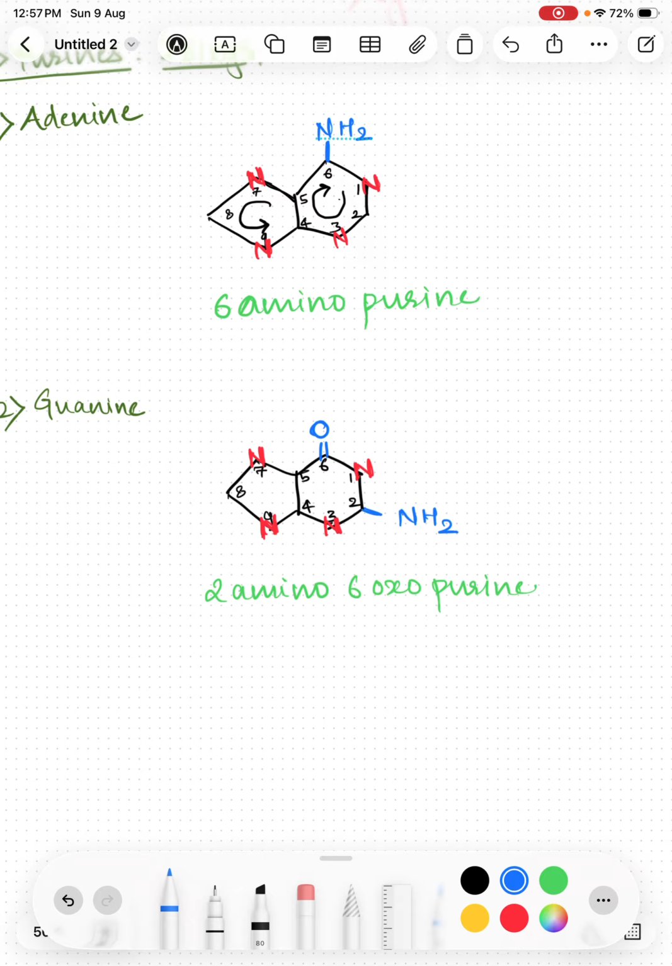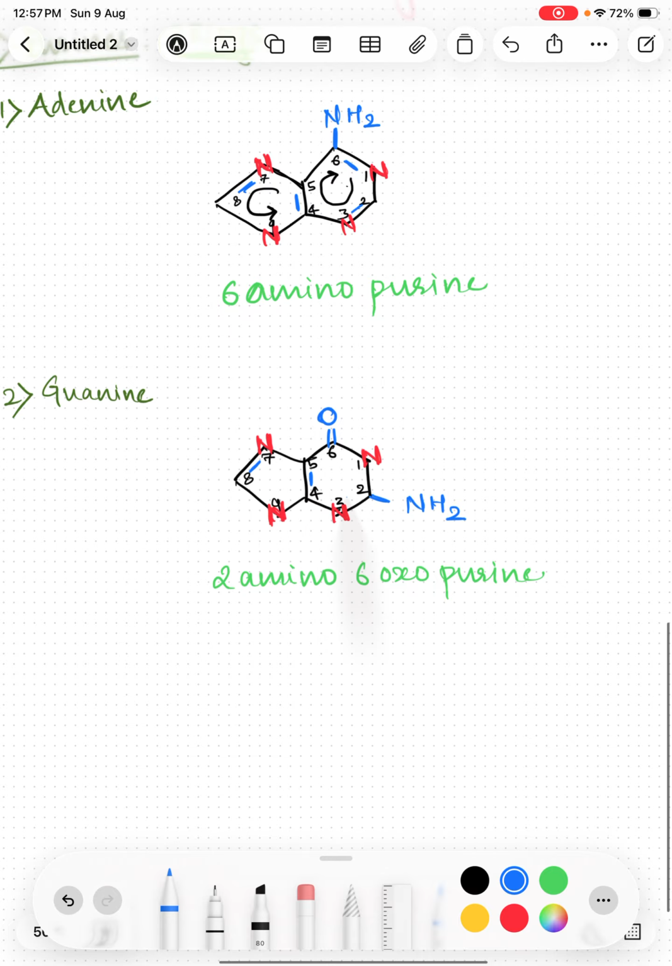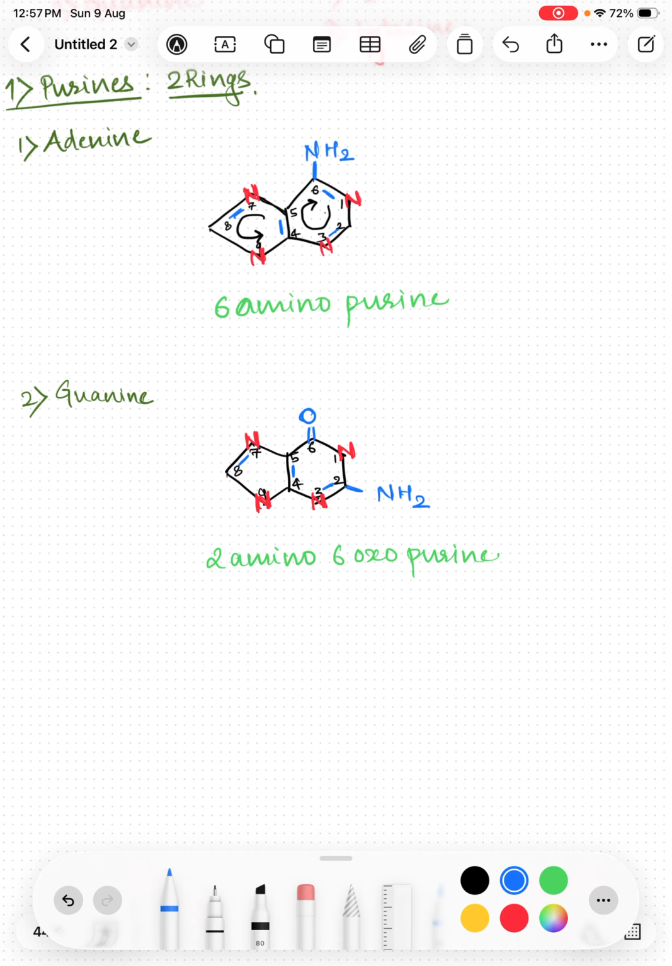This is how you will draw the structure of nitrogenous bases, that is purines, which are adenine and guanine. And now I am explaining it to you again.